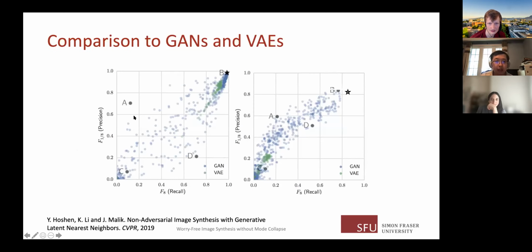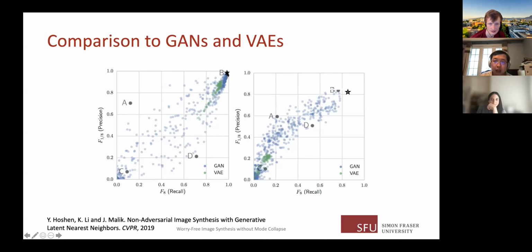Okay, and finally, just some quantitative results in terms of comparison to GANs and VAEs. This is a figure that shows you the precision and recall achieved by IMLE compared to GANs and VAEs for different models. Every dot actually corresponds to one model. So there are 800 different models here, for 800 different GANs and VAEs with different hyperparameters.